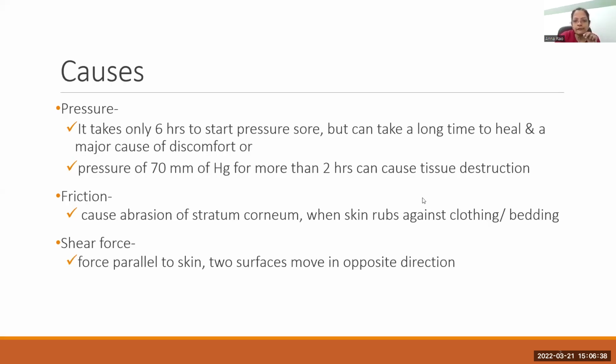Second cause is friction. Okay. So this friction will cause abrasion of stratum corneum, especially when the skin rubs against other surfaces, say for example clothing or bedding. We change clothes for them, right? Many a times it is not easy to change clothes, right? So we remove clothes or we put on clothes for them in a harsh way, so that will cause friction between the skin and the cloth.